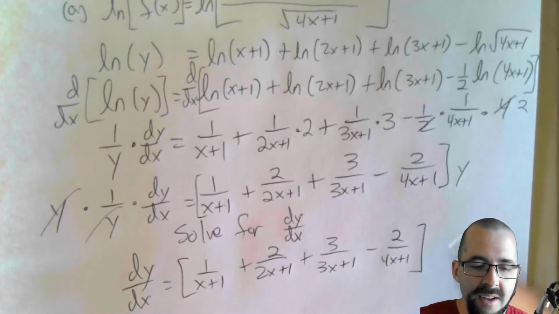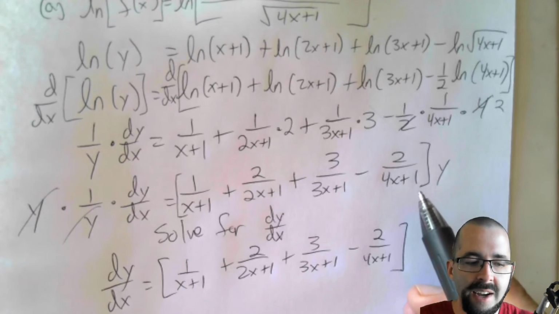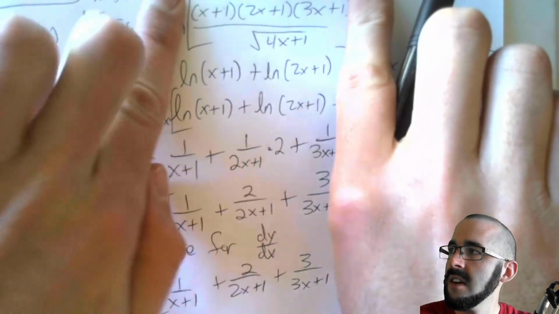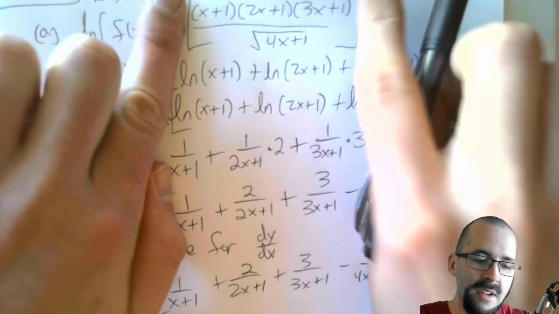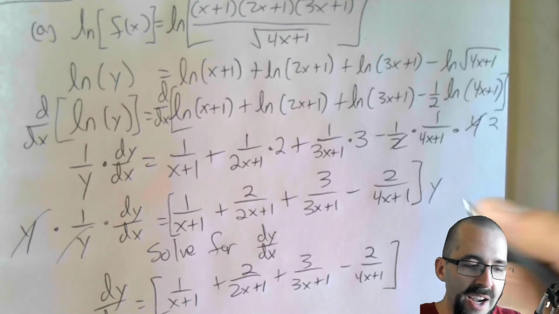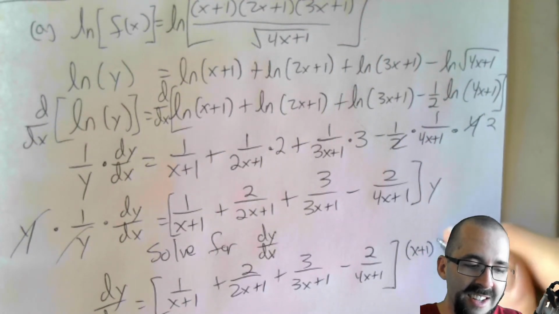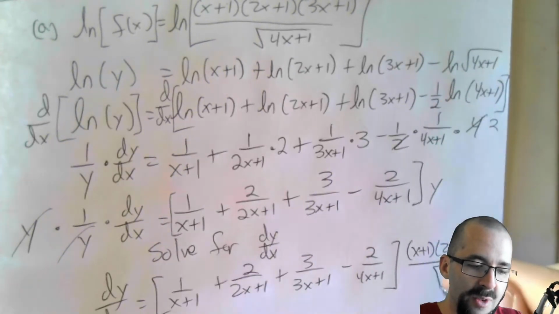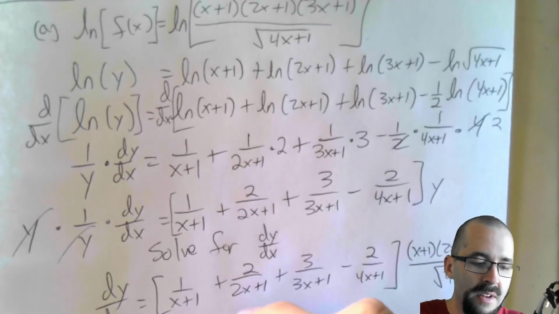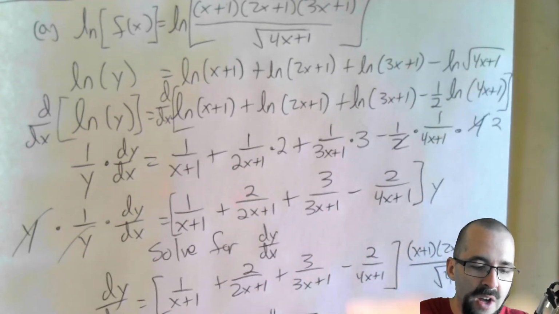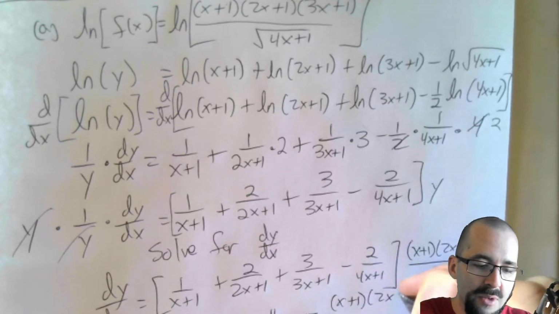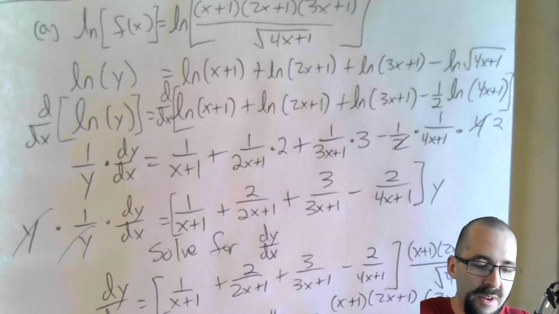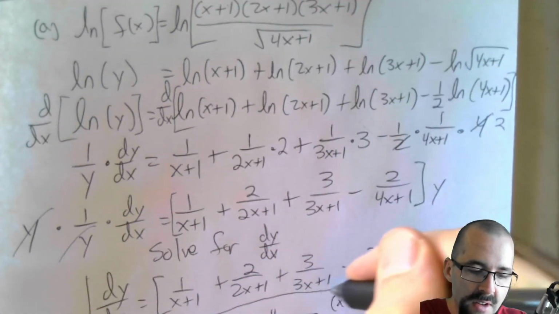So what was y? Right, we're multiplying everything by y, but what was y? Y was all of this. Remember? Right, so we're just going to multiply it by all of that, which is x plus 1 times 2x plus 1 times 3x plus 1, all divided by the square root of 4x plus 1, right? Remember, the very original of the problem, y was equal to all of that. So we're just replacing the y. We want our answer to only have x's in it, okay? So that's where that came from. And we have our derivative.